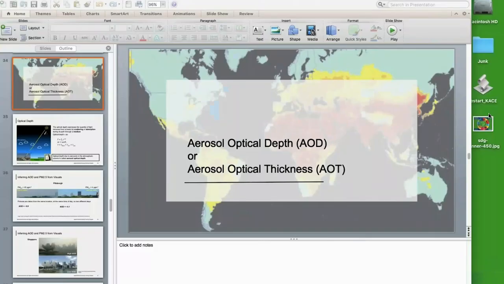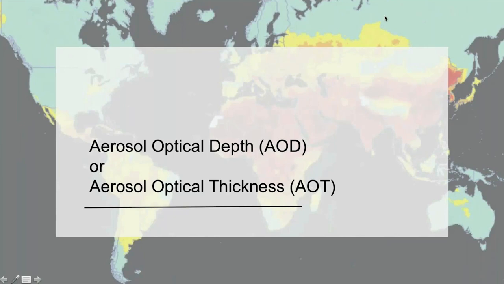With that, I will move forward with the next section, where we will talk a little bit more about this quantity called aerosol optical depth and how we can use it to infer PM2.5. Aerosol optical depth, or in general AOD, is also called aerosol optical thickness, or AOT. Both have the same meaning here.